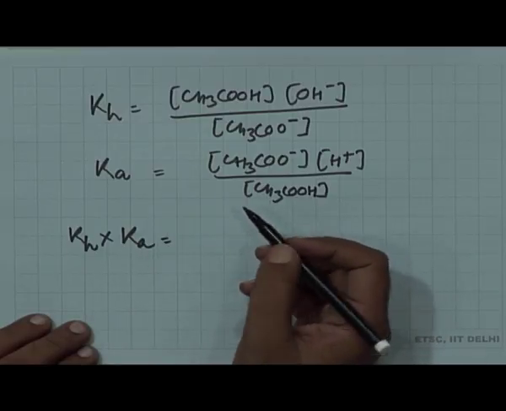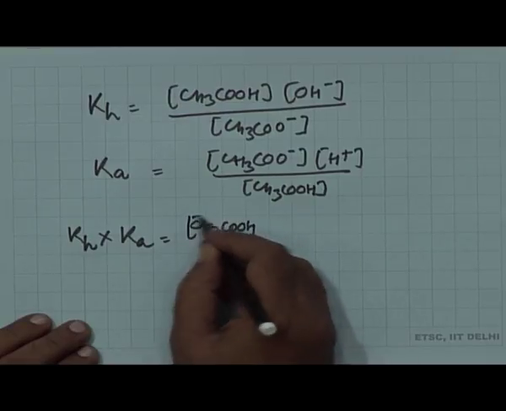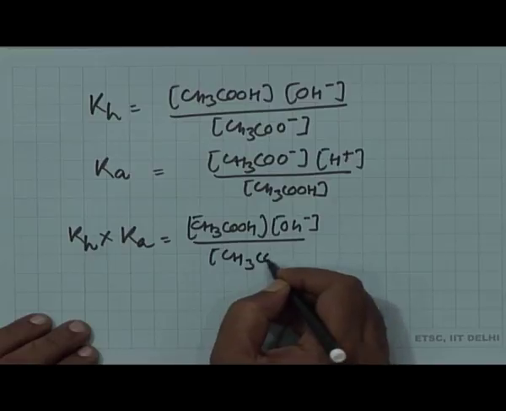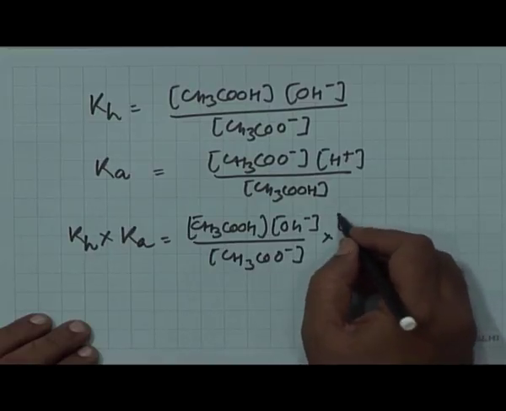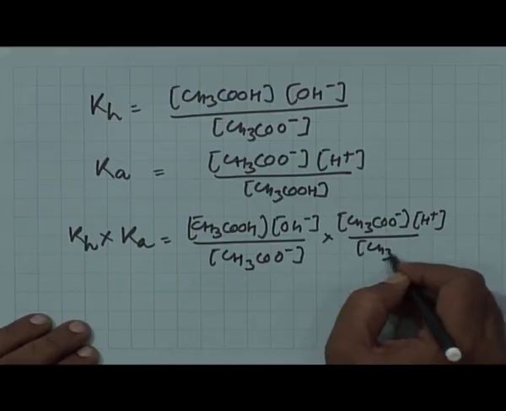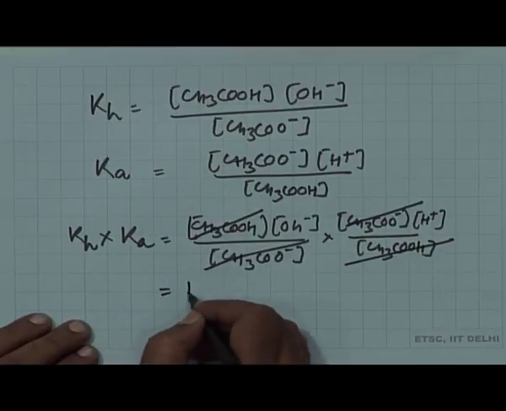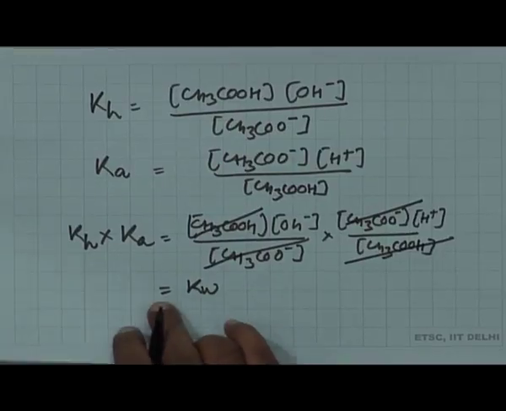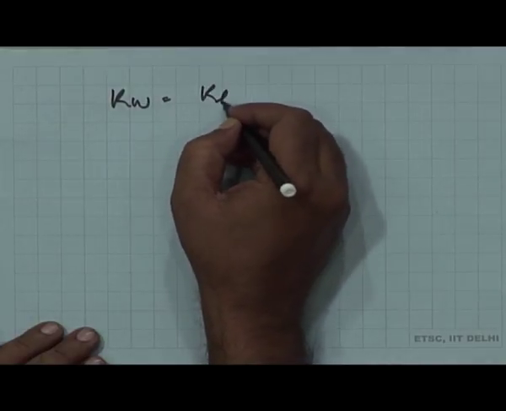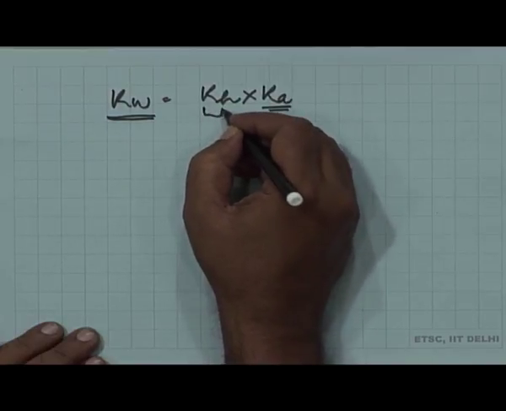What will you get? KH into KA is CH3COOH into OH minus by CH3COO minus, into CH3COO minus into H plus by CH3COOH. So, this cancels out, this cancels out, this cancels. So, this is simply equal to Kw. So, Kw is equal to your KH into KA. So, we know Kw, we know KA, so we can calculate KH.